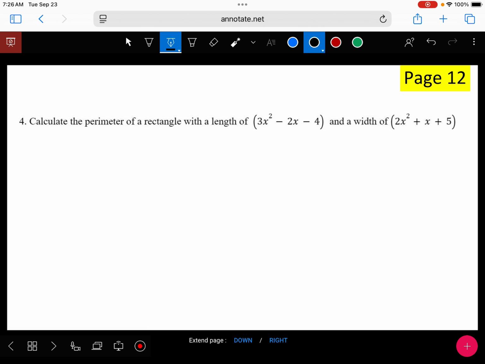So this time they didn't give us a diagram. They just said it's a rectangle. One length is 3x squared minus 2x minus 4. So I'm going to write that out to the side. Remember, you have to write it twice. Line up your like terms. And then so the length is 3x squared minus 2x minus 4.